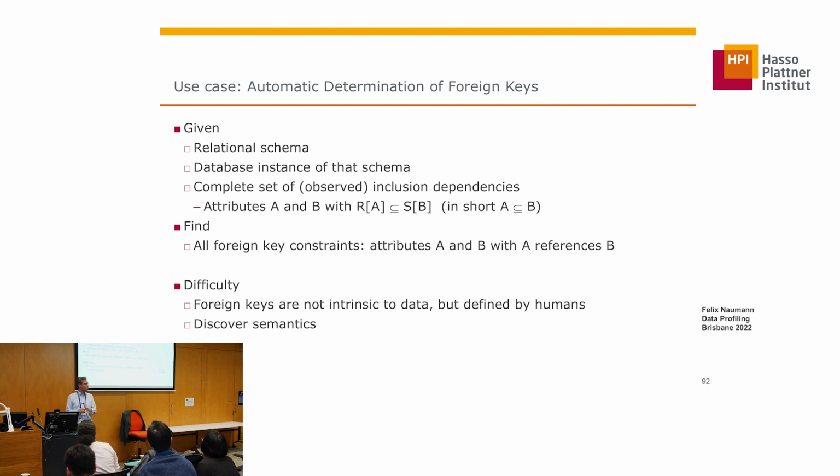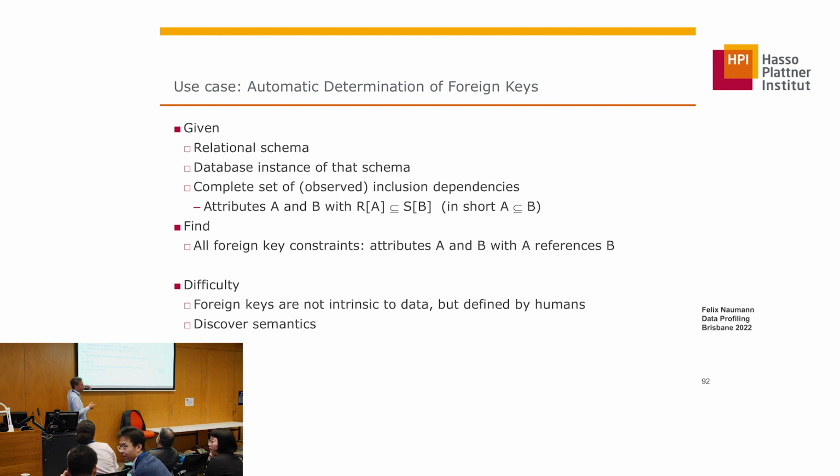But among the many inclusion dependencies that we find, again, often hundreds of thousands, right? How do we choose the right ones? This is what we want to do, the true foreign keys. And again, they're not intrinsic to the data, but they're defined by humans. No? Only a human can really do it.